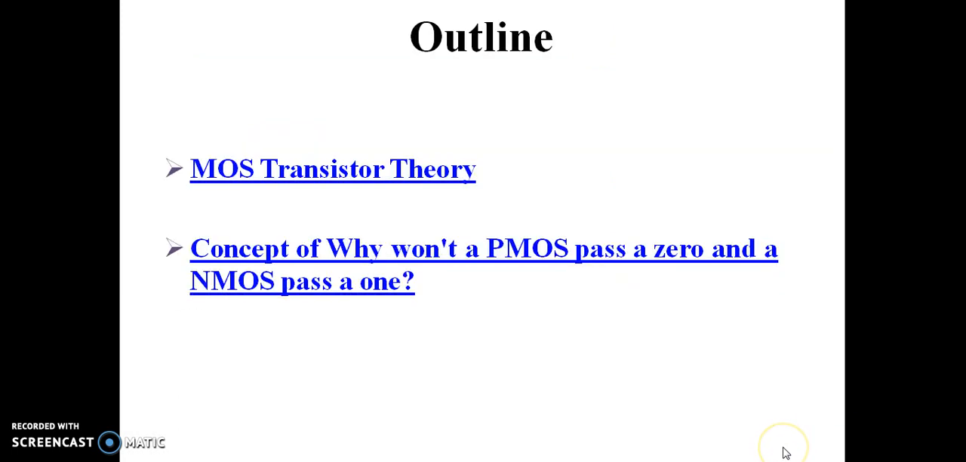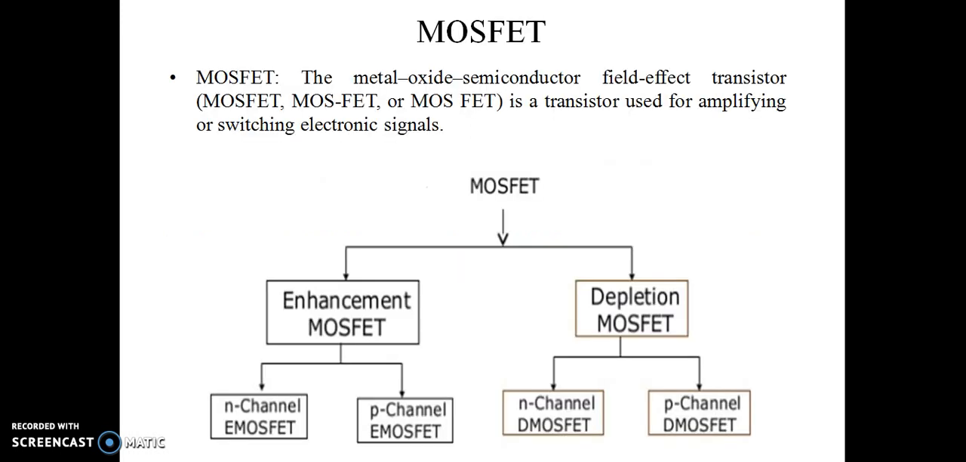Outline of the syllabus or course: MOS transistor theory, and the concept of why PMOS passes 0 and NMOS passes 1. Here is the starting. What is meant by MOSFET? MOSFET is the metal oxide semiconductor field effect transistor, which is used for amplifying the electrical signal as well as for switching, as a switching circuitry.